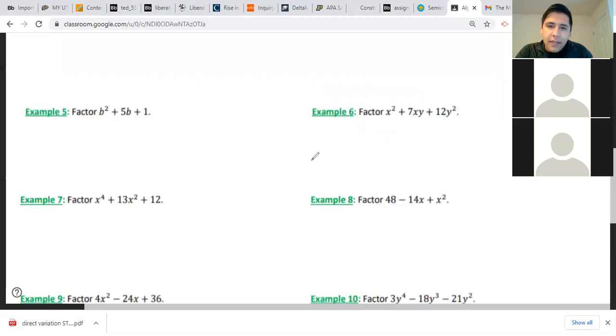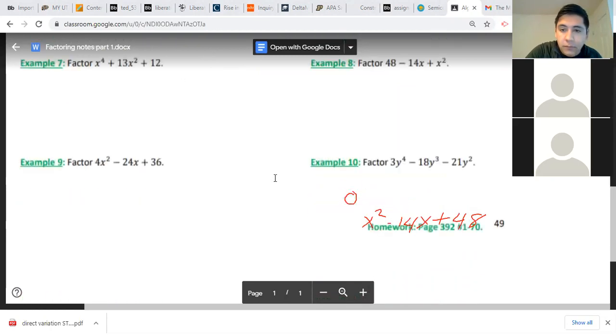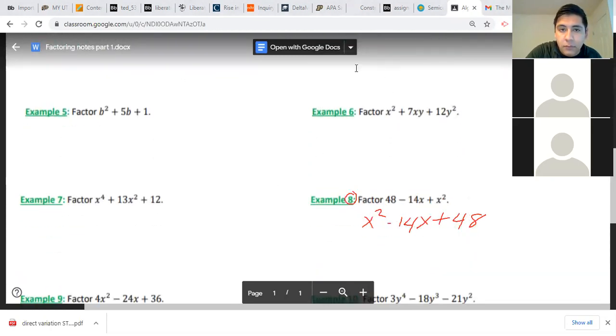Let's do number 8. The only thing here is that it's written out of order. So if we write it the way it's supposed to be, it should be x squared minus 14x plus 48. So what do we do? You have to find the factors of 48. So let's go ahead and start with the factors of 48.